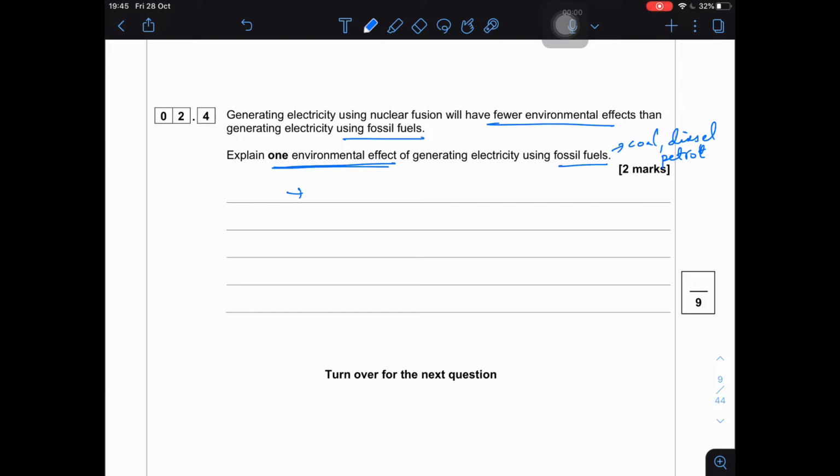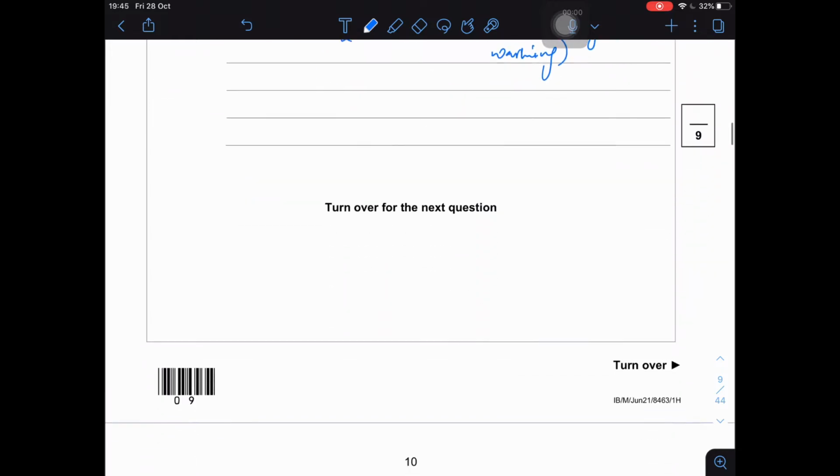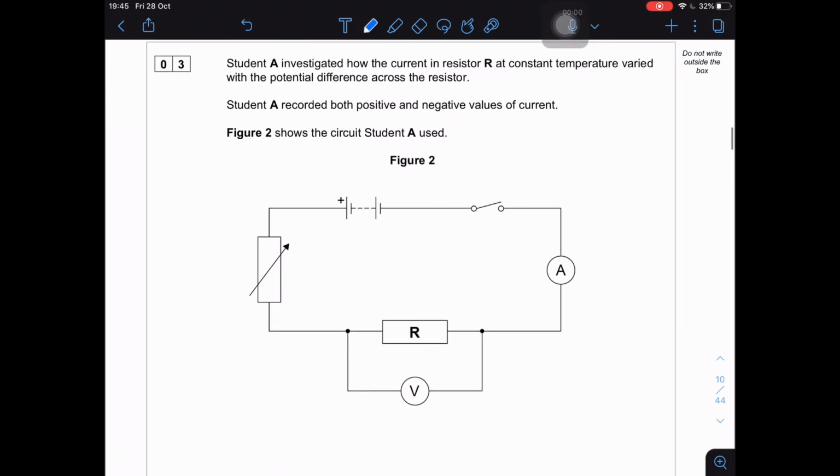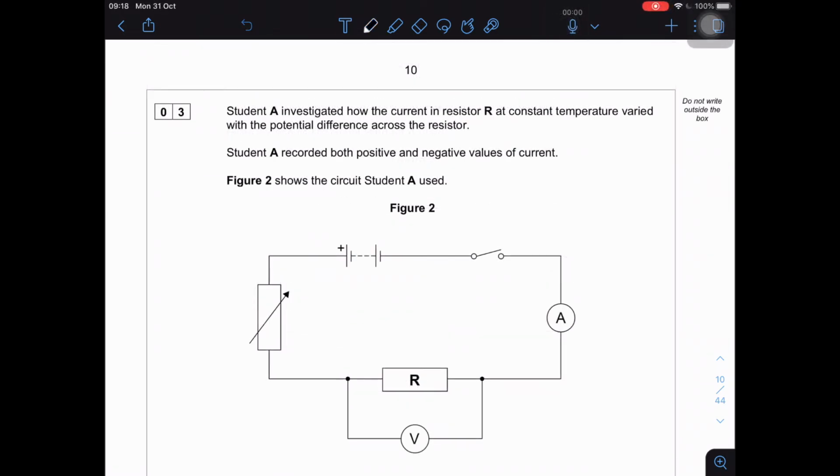So carbon dioxide release, which causes global warming, by the way. If you write this, I will give you 2 marks easily, so that's fine. Okay, now on to our third question. Let's do question number 3.